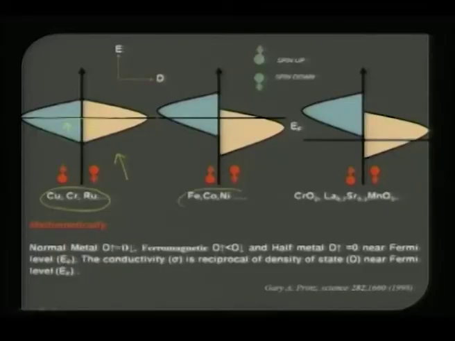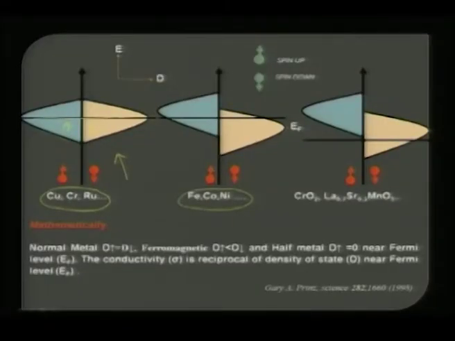Whereas, in the case of iron, cobalt and nickel, as we saw in the first module, the whole thing can be explained based on molecular orbital theory, where you can see the spin up band has a band like this across the Fermi level, and the spin down band has across the Fermi level a band which is lower than the spin up band. As a result, there is a net moment, which makes this material ferromagnetic.